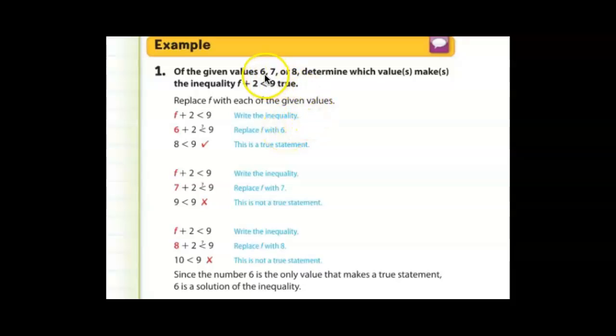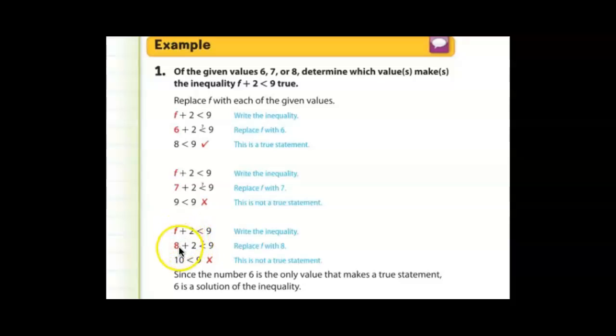In this situation, they want you to check to see if 6, 7, or 8 will make the inequality f plus 2 is less than 9 true. All right, so if we replace the f with 6, 6 plus 2 equals 8. 8 is less than 9, that is true. If we replace f with 7, 7 plus 2 is 9, and 9 is not less than 9. 9 is equal to 9, so this is not a true statement. Had this been less than or equal to, that would be true, but it says less than.